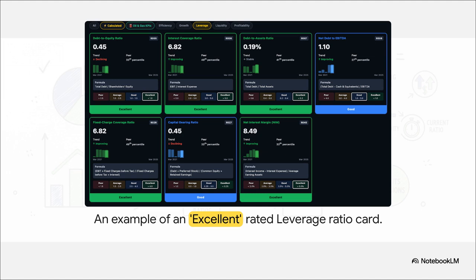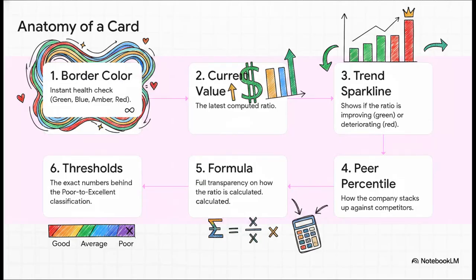But let's zoom in on the anatomy of one of these cards to see exactly what it's telling us. Each card is like its own mini dashboard, packed with 6 key pieces of info. You get the border color for that instant health check and the actual number right up front. But then you get the trend spark line, which shows you the direction of travel. Green bars mean it's improving, red means it's getting worse. And this is super smart. For a debt-to-equity ratio, a lower number is better, so the system is smart enough to show falling numbers with green bars.